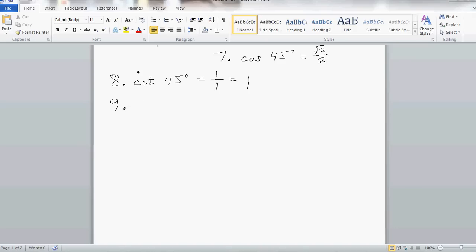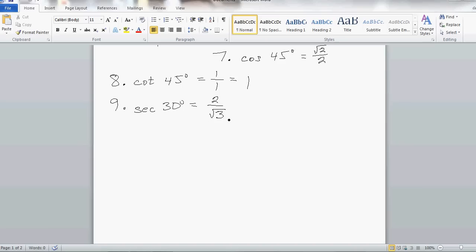Find the exact value, not using the calculator, of the secant of 30 degrees. Well, here we need to realize the secant is the reciprocal of cosine. So the first thing we have to do is find the cosine of 30 degrees. Cosine of 30 degrees is the square root of 3 over 2. But we need to find the reciprocal of that. So that would be 2 over the square root of 3.